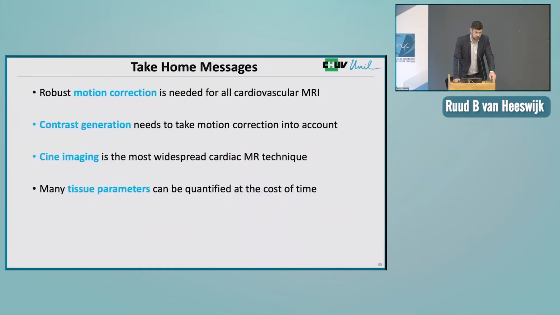So the take-home messages from this intro to basic CMR are that you always need robust motion correction for cardiac MR or cardiovascular MR, and that's really the basis of most imaging sequences, the first thing you need to think about. Then you can start thinking about generating contrast, but only then. The cine imaging that I showed is the most widespread cardiac MR technique, and many tissue parameters can be quantified at the cost of time.